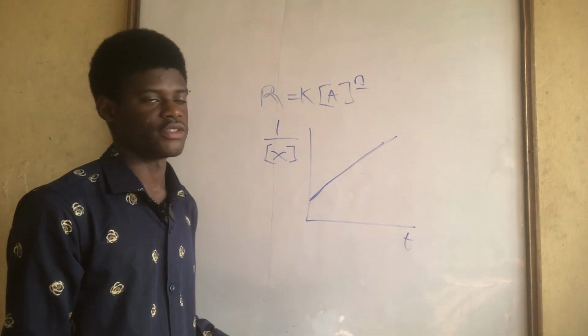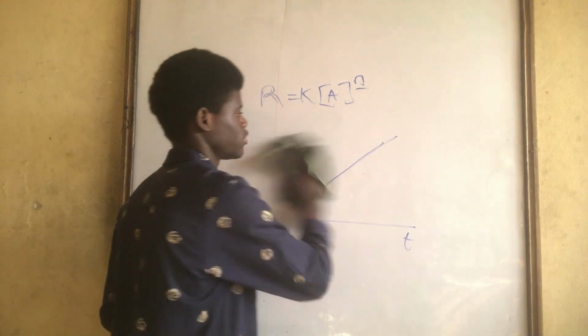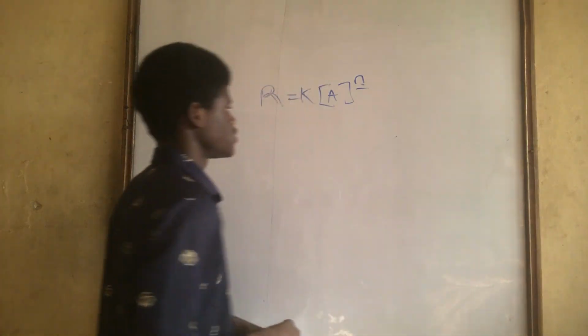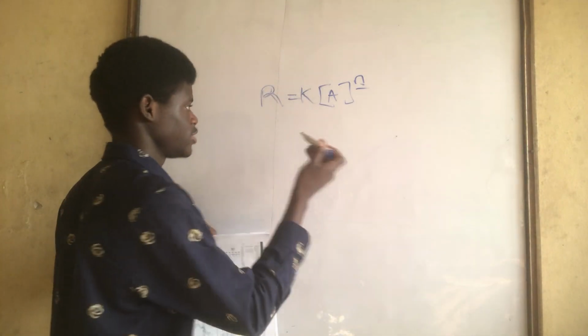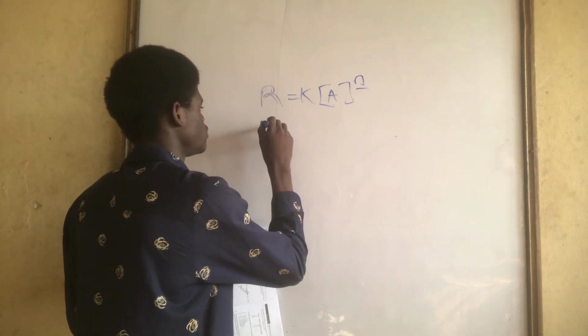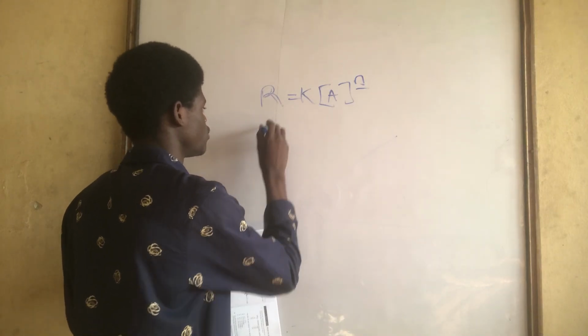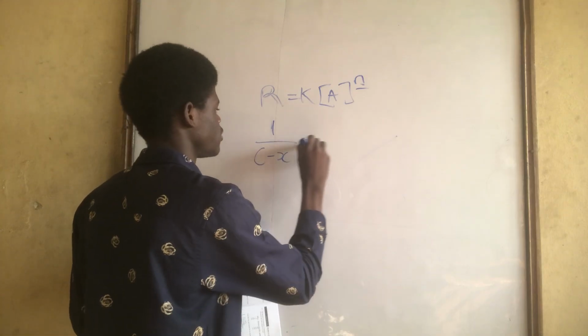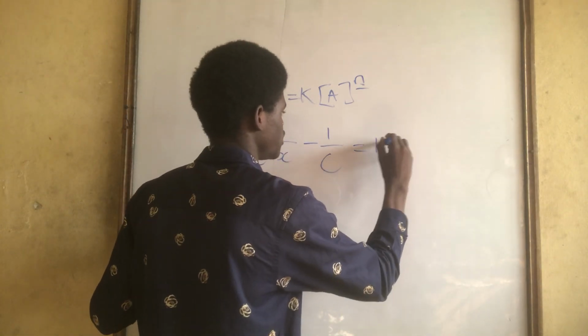What is the order of the reaction? So to find that now, let's say they didn't give us the graph. The answer is actually second order, but let's say they didn't give us the graph. We know from second order, this is the integrated rate law: 1 over c minus x, minus 1 over c, is equal to kt, right?